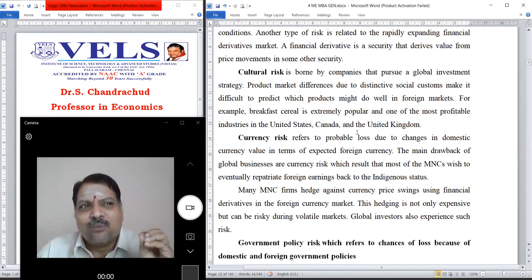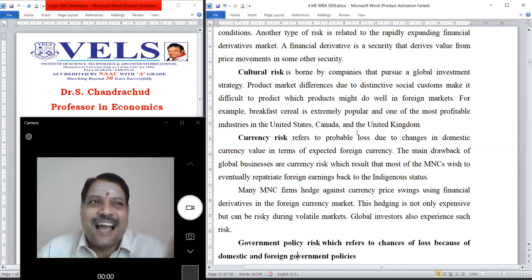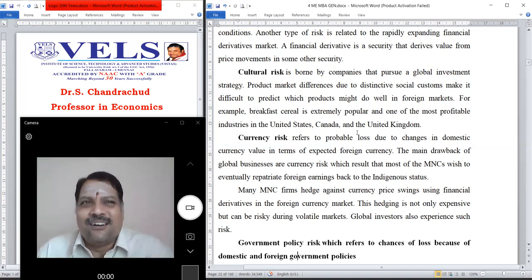So the most dangerous risk is the currency risk, because it is not in the hands of the firm. It is a macroeconomic indicator. That is why he cannot handle it. So only time is good for him. If it favors, then you will survive. Otherwise, you will be out of the market.